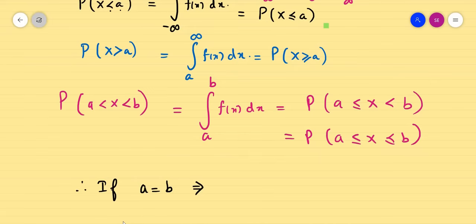So if my upper limit and lower limit are the same, then my answer is always 0, right? Very good. Okay, so these are all something very basic. Now let us go to the problems.